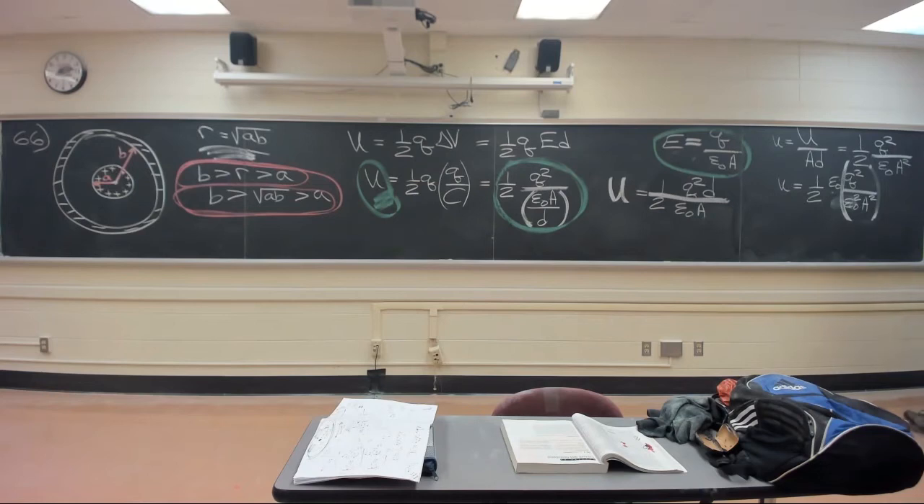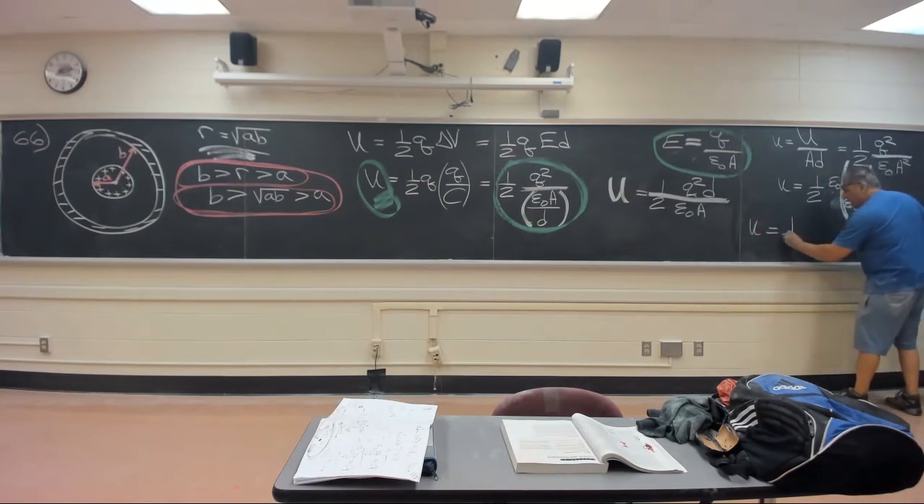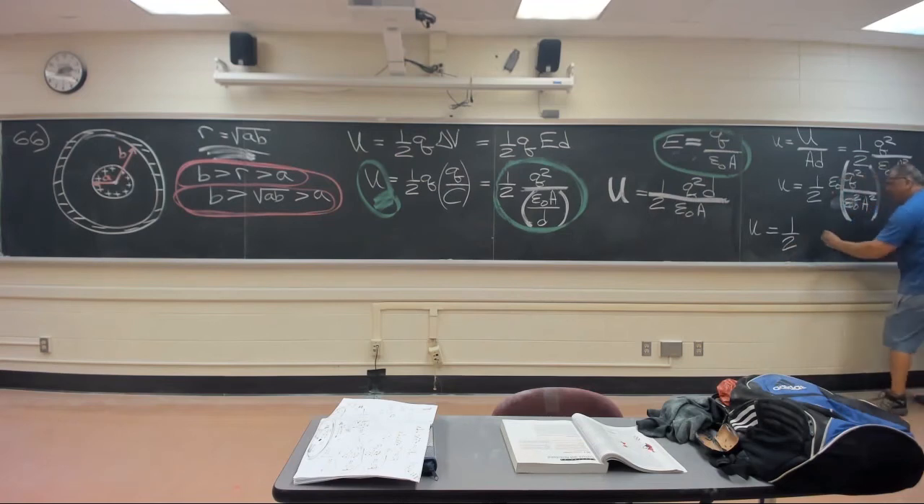Yeah, it's a bit of a mess, but maybe we need to talk about it. Here's a half. Here's epsilon naught. Q over the product, epsilon naught A, is E. So Q squared over the product, epsilon naught squared A squared, is E squared.